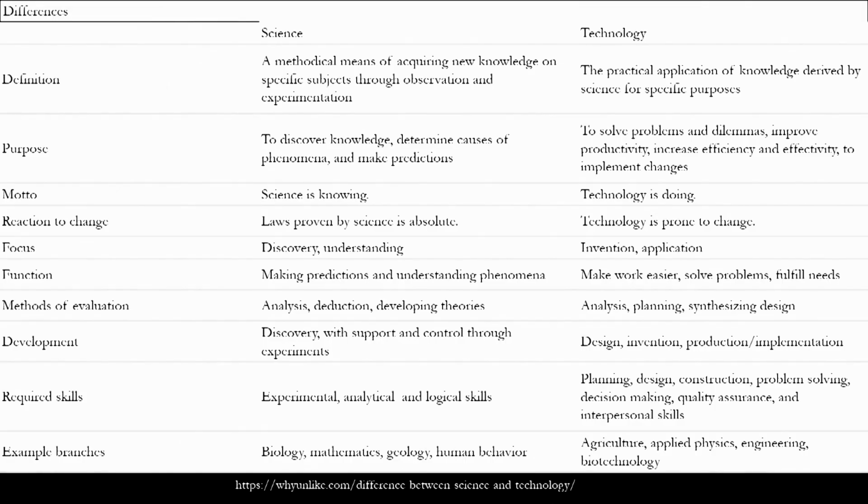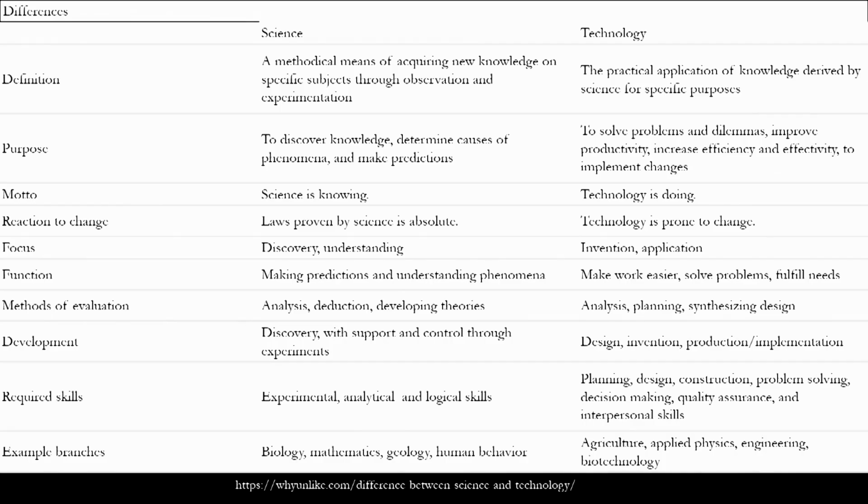Definition: science, a methodological means of acquiring new knowledge on specific subjects through observation and experiment. So, science entails finding new kinds of knowledge, why we see a rainbow, why the colors of the leaves are green, or why the sky appears blue. This is having a methodological approach to explore new knowledge, to understand things around us.